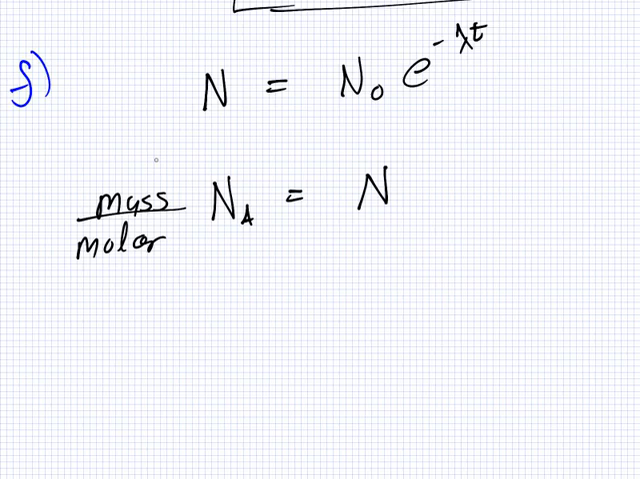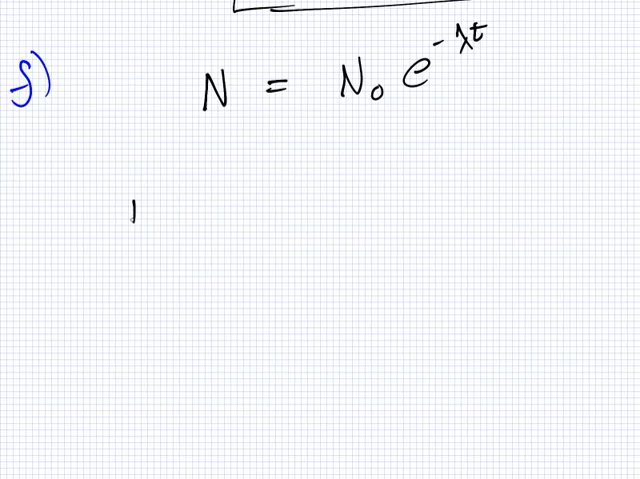What letter do you use in chemistry for mass? M. And molar mass? M. So in chemistry you would have a formula like this: M over M, and N A for Avogadro's number. What symbol do you use for Avogadro? I thought you use NA for Avogadro's number.